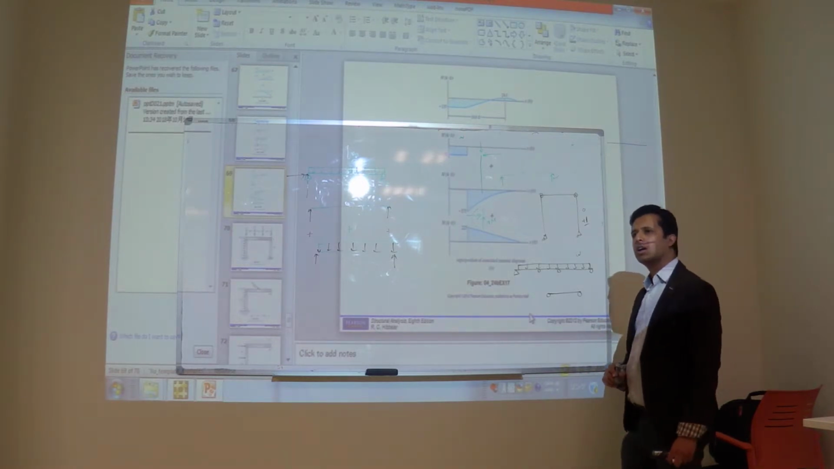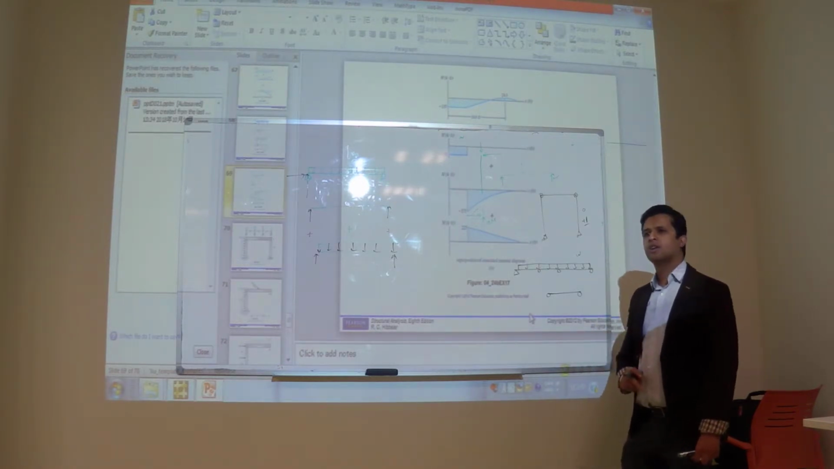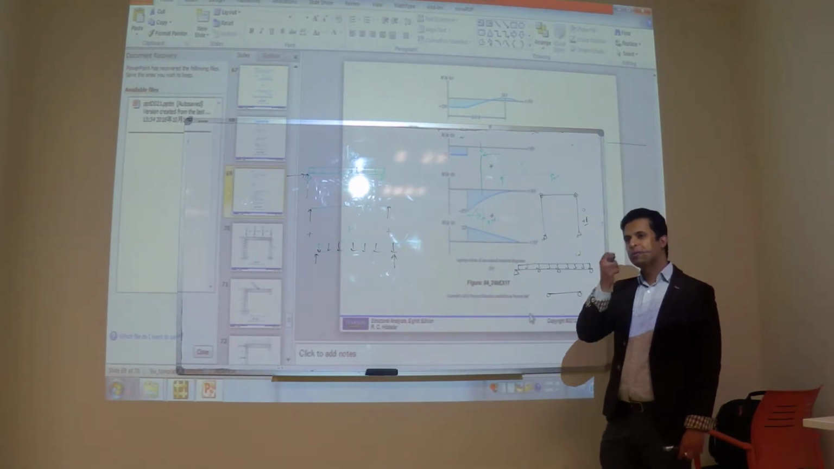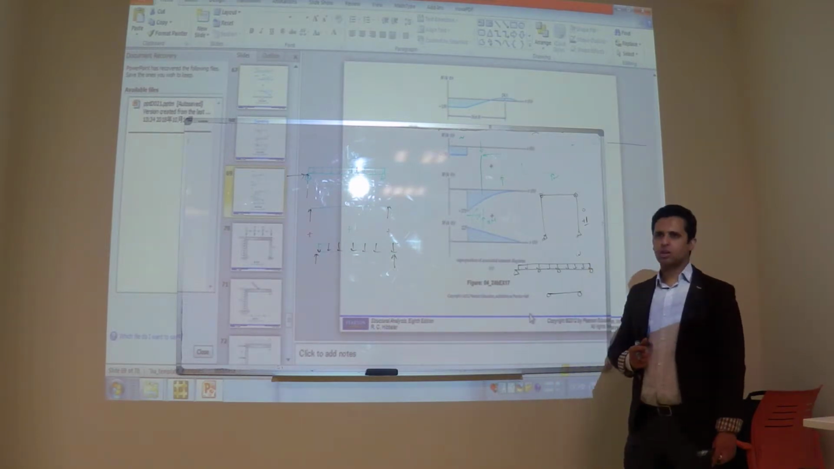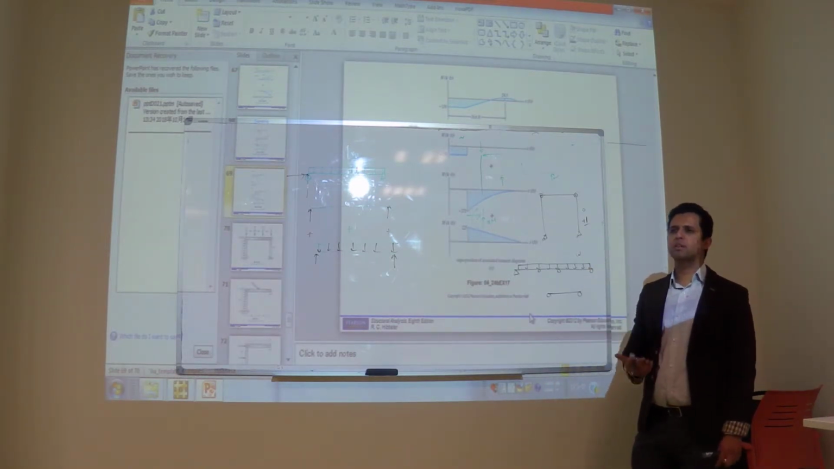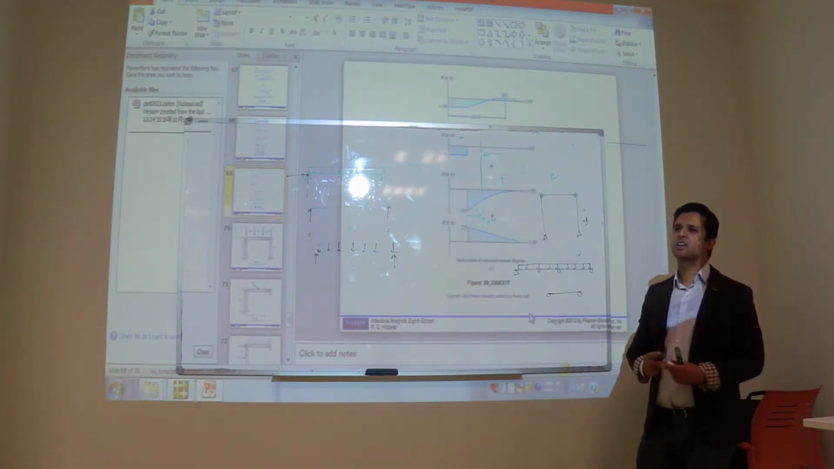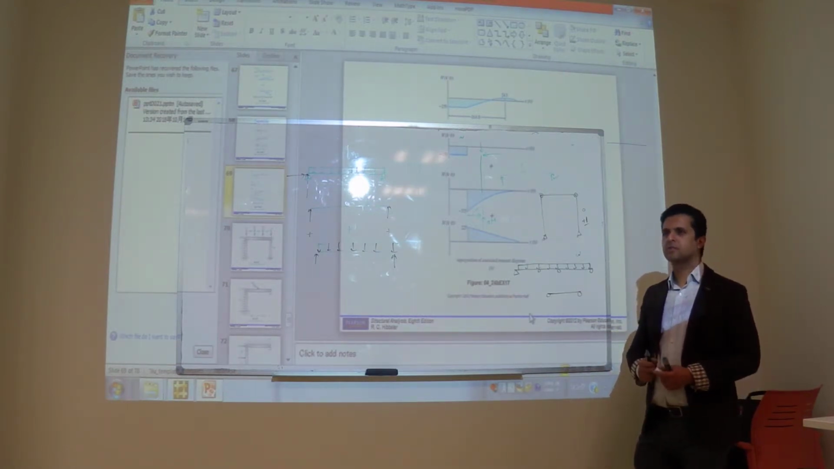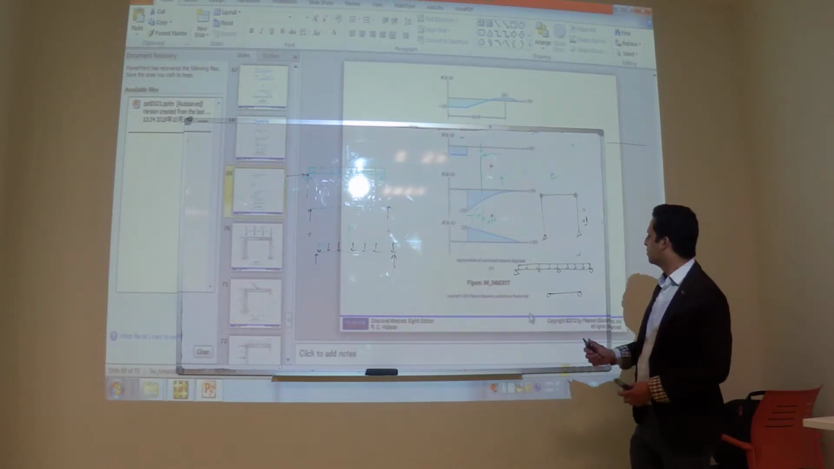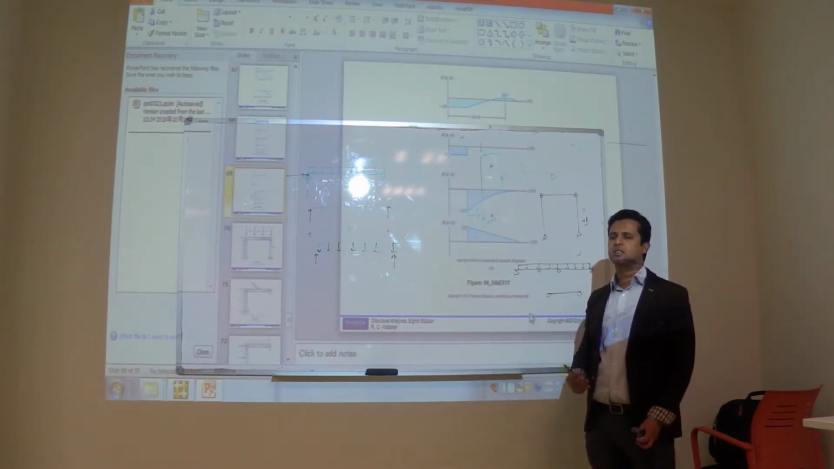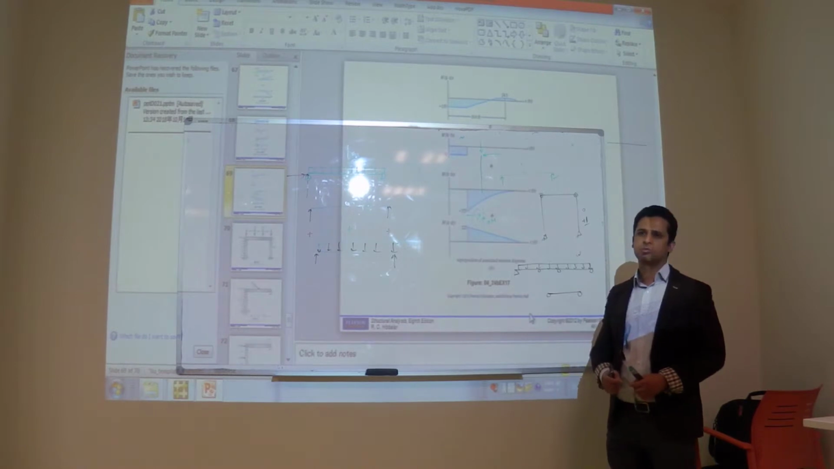I did not understand. You can tell me, I'll try my best to understand what you are saying. I mean divide the UDL separately and the other reaction separately. He means superposition. You mean the method of superposition? But I need the reactions. How can I get the reactions?